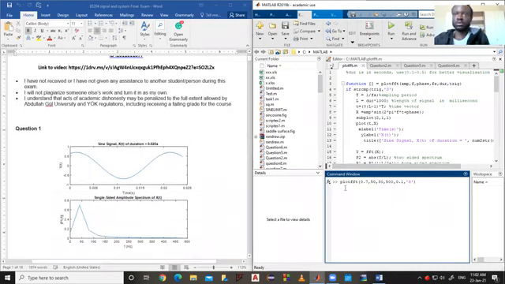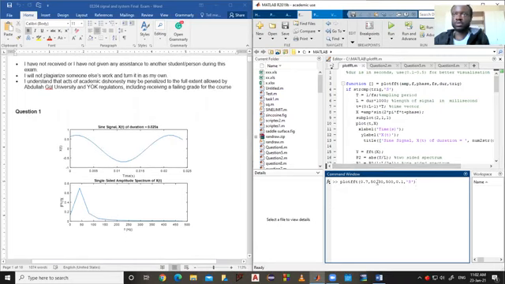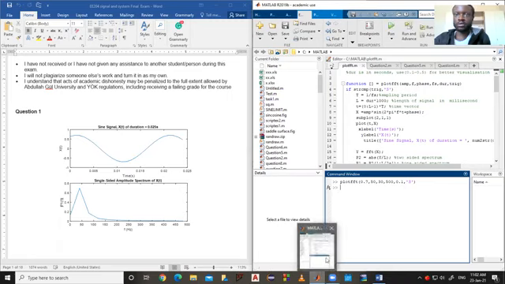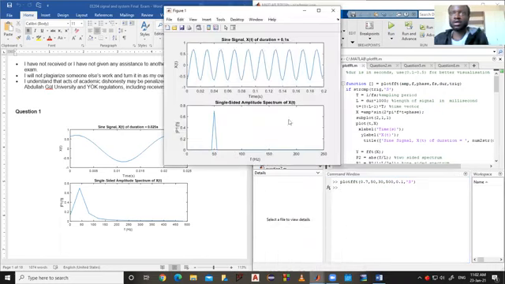So here is the function. I just called the function now with the different parameters, and s should give us the sine signal. This is the sine signal in the time domain, and this is its Fourier transform. This is a sine signal of 50 hertz frequency. So this is a 50 hertz frequency.